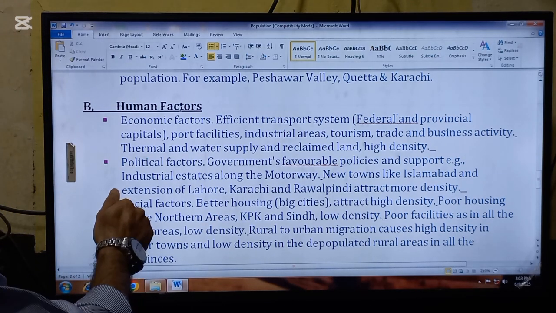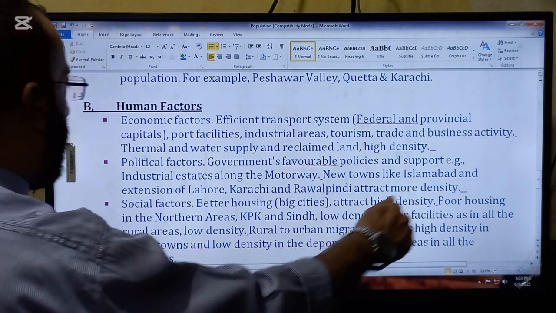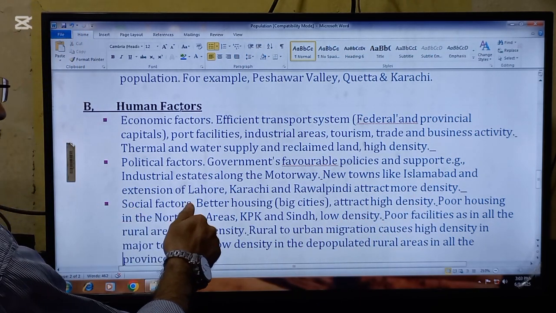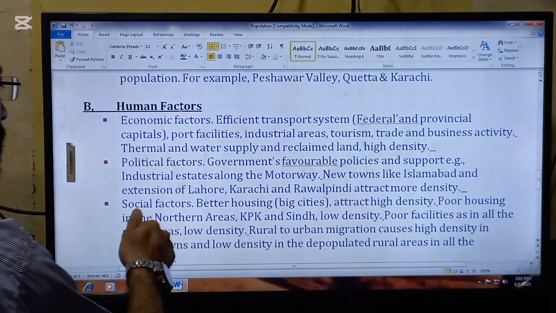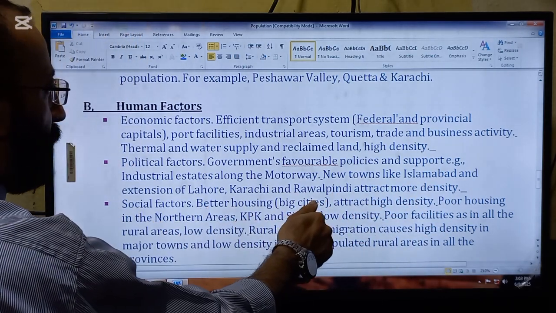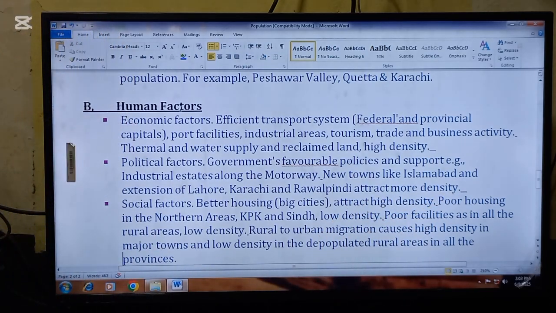Next factor is political factors. Government's favorable policies and support, for example, industrial estates along the motorway, new towns like Islamabad and extension of Lahore, Karachi and Rawalpindi. So these will attract more density.